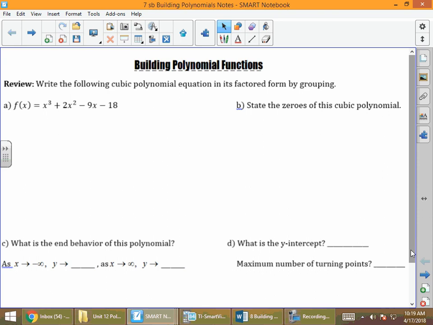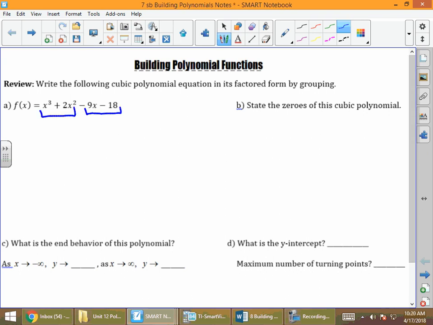Today we're going to build polynomial functions, and to start off with our notes, we are going to start off with a little bit of a review by writing the following cubic polynomial equation in its factored form by grouping. We haven't factored by grouping for a while, but that'll be good to get that skill back again.